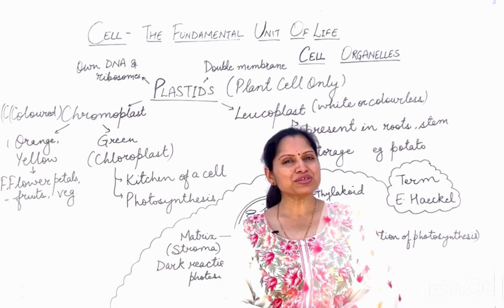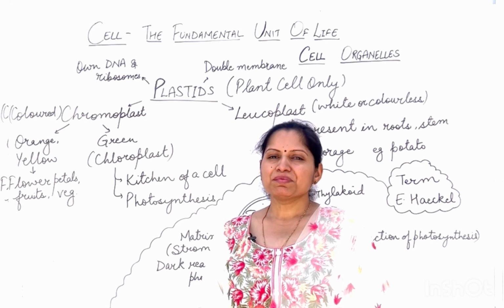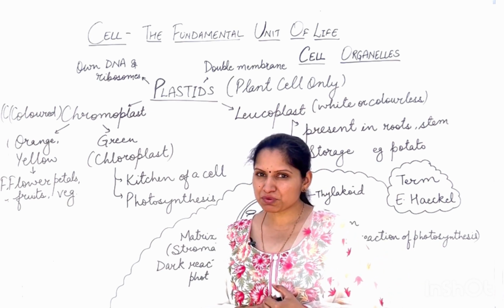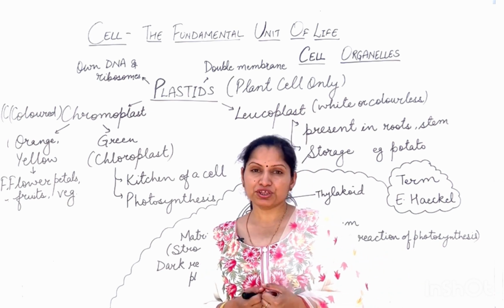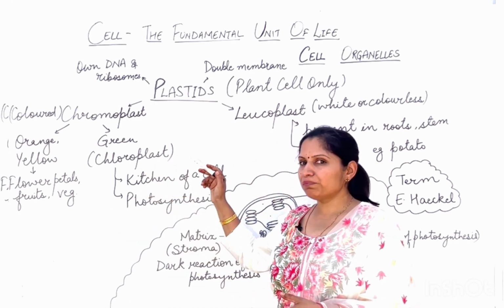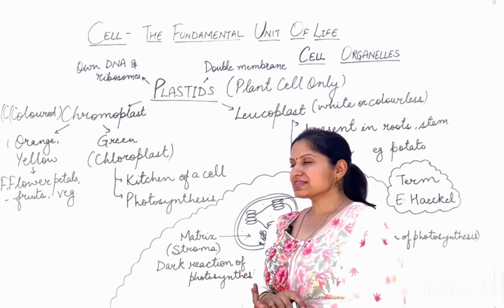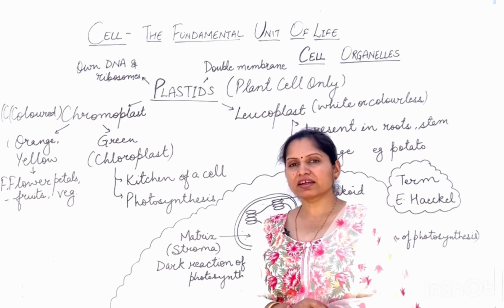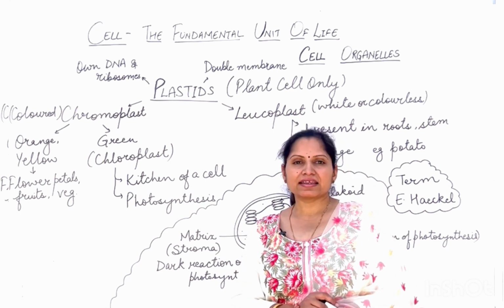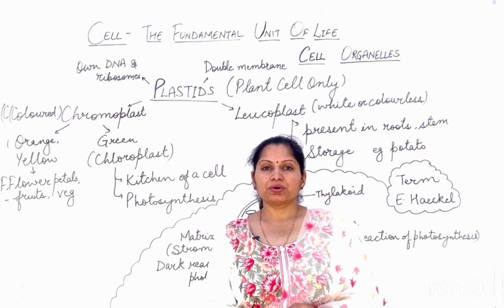That is why the chloroplasts are also known as the kitchen of the cell, because in the kitchen the food is prepared. Similarly, in the leaves the food is prepared in the chloroplast organelles. So they are known as the kitchen of a cell. So name the cell organelle that is known as the kitchen of a cell, that is chloroplast.